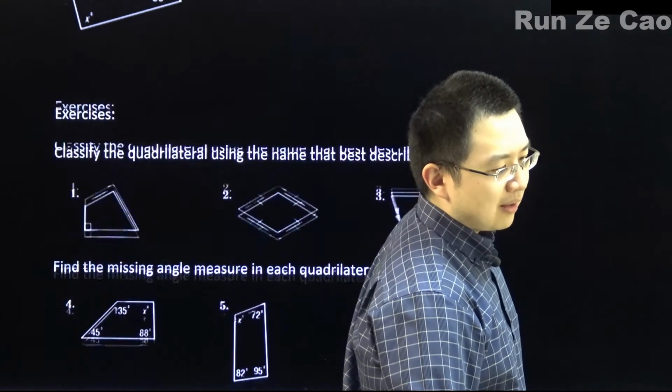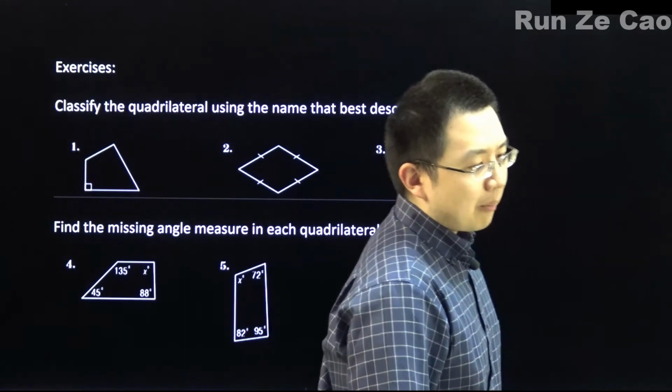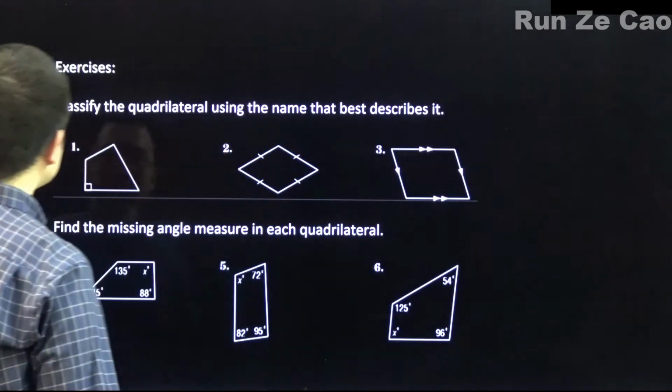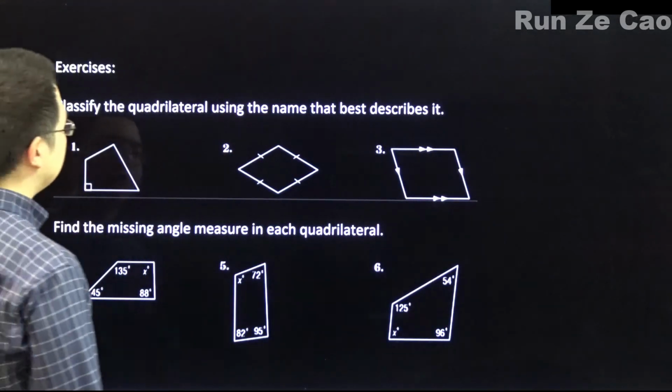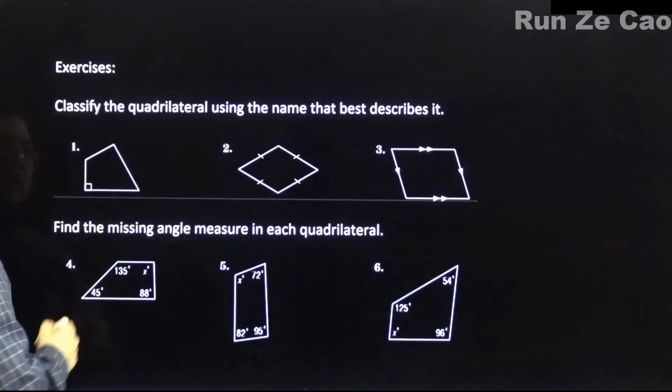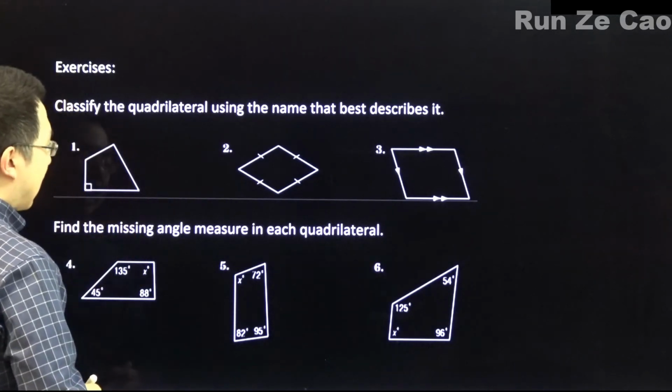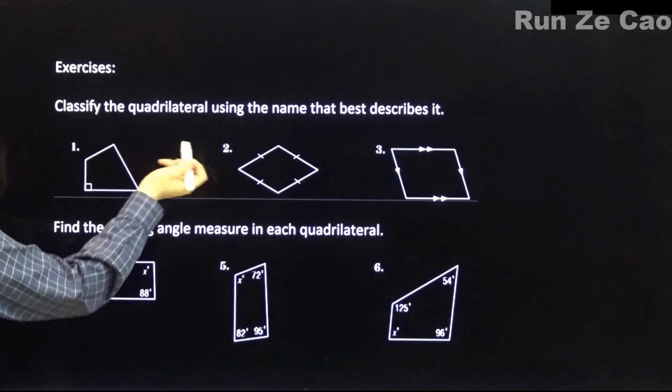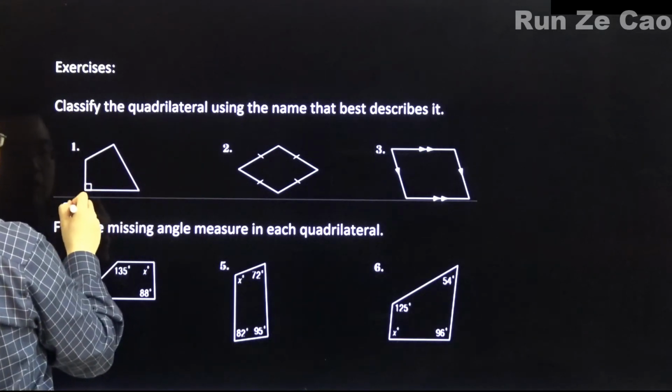Alright, let's classify these quadrilaterals using the names that best describe them. Well, this one, it has a right angle, but it has no particular equal or parallel sides. So this is just a regular quadrilateral.